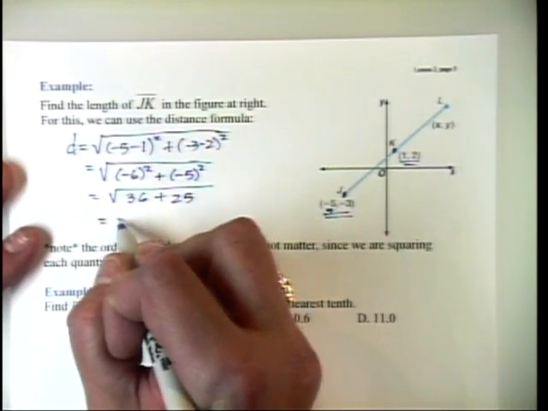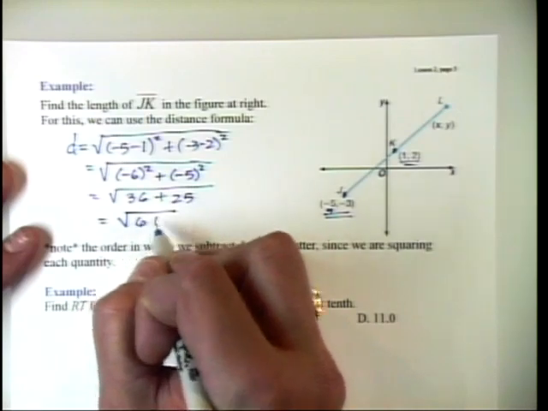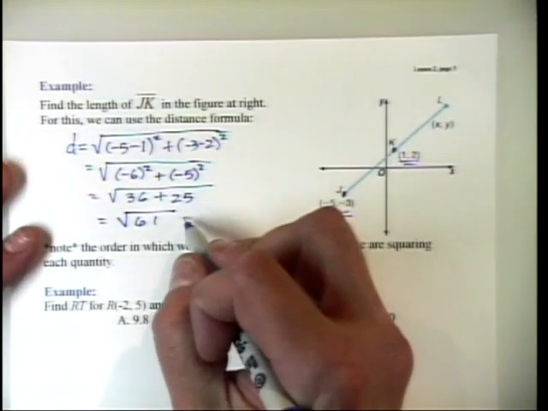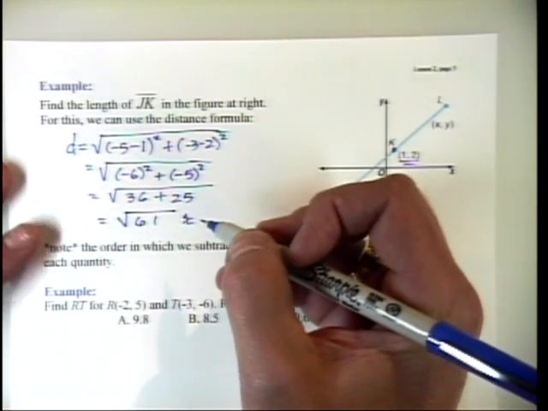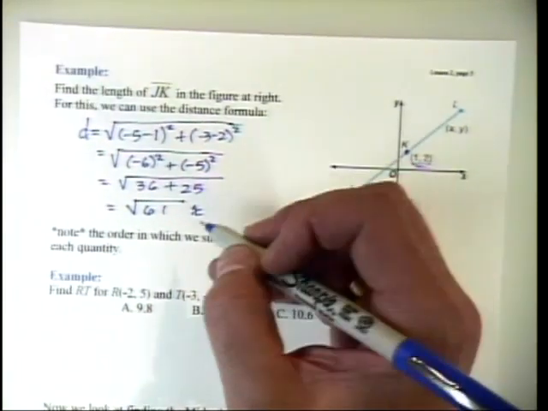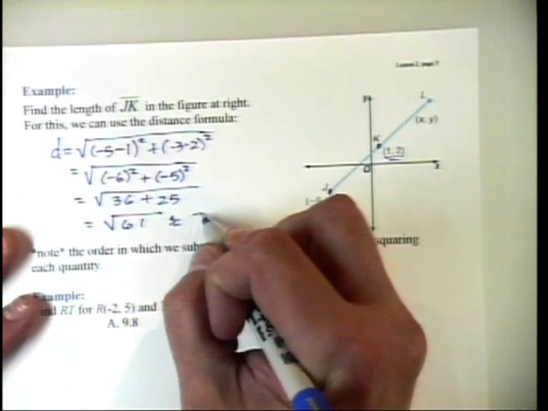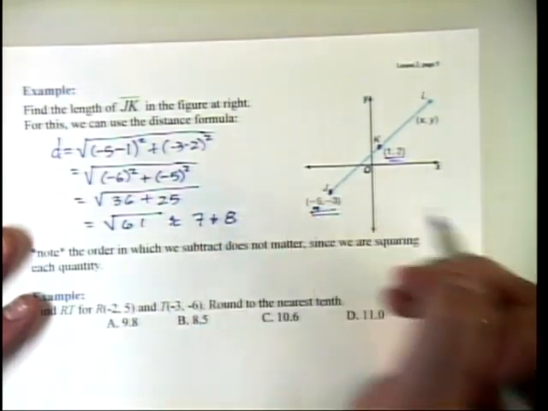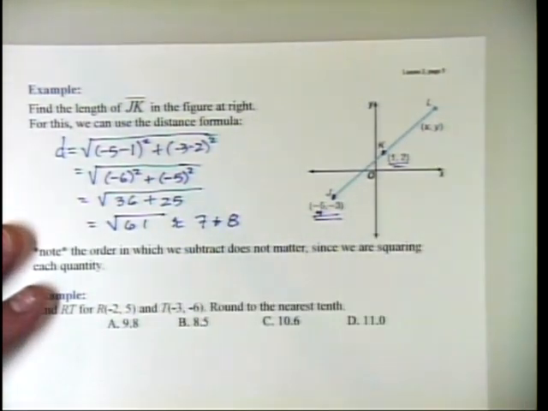Adding those two together, we get the square root of 61, which without a calculator is approximately between which two values? What did you say? Yeah, 7 and 8. Okay, because 7 squared is 49 and 8 squared is 64.